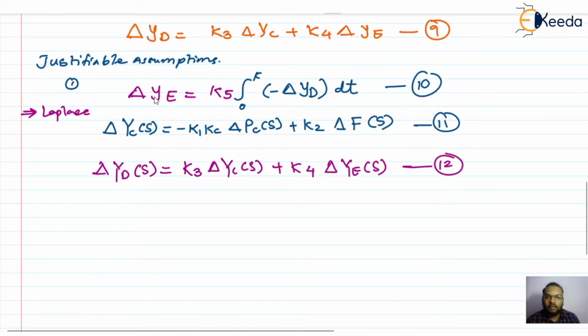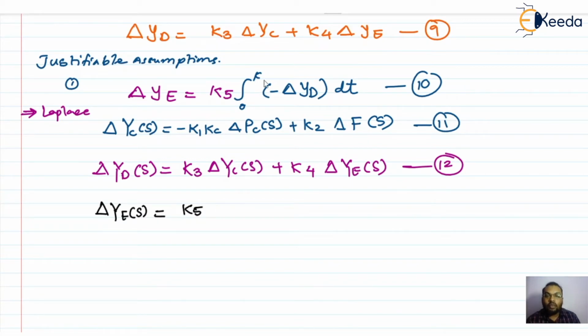Now the Laplace of equation number 10 will be ΔYe(s) is equal to K5. We know the Laplace of that integration is 1 by s. Okay, so that minus sign I'll put here, 1 by s into the Laplace of this ΔYd(s). Okay, so we have taken the Laplace transformation.